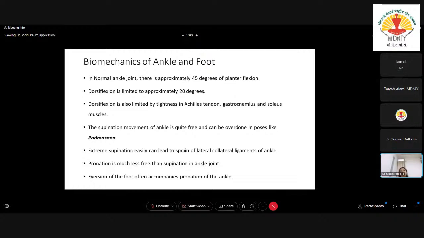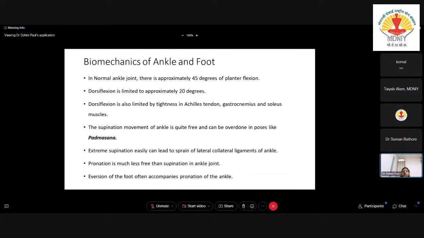So if we talk about a normal ankle joint, there are approximately 45 degrees of plantar flexion. It may differ, plus or minus a little bit. Plantar flexion is approximately 45 degrees, but dorsiflexion is limited to approximately 20 degrees. Dorsiflexion is also limited by tightness in your Achilles tendon, your gastrocnemius and soleus muscles. So you can understand, if we see the range of motion, we can come to these aspects as well. Now the supination movement of the ankle is quite free, and it can be overdone in poses like Padmasana.